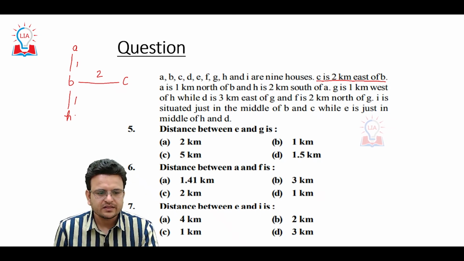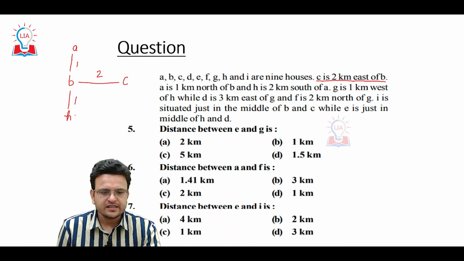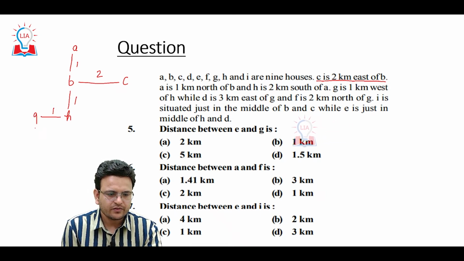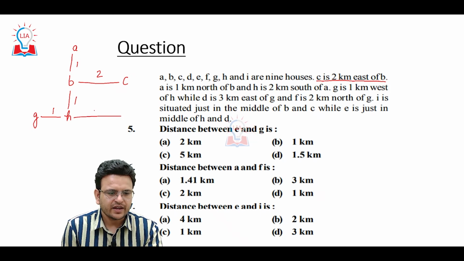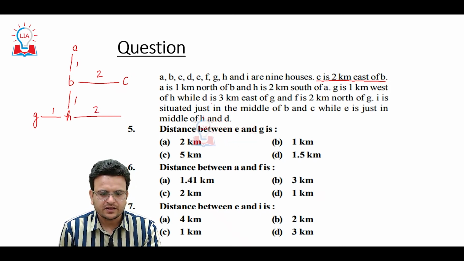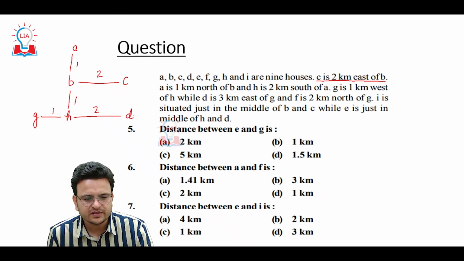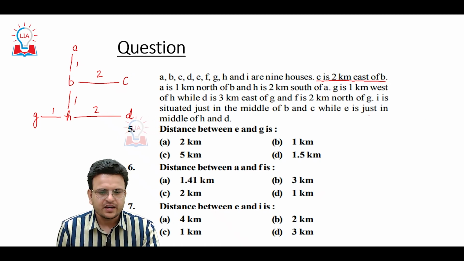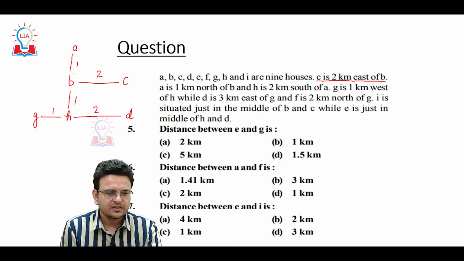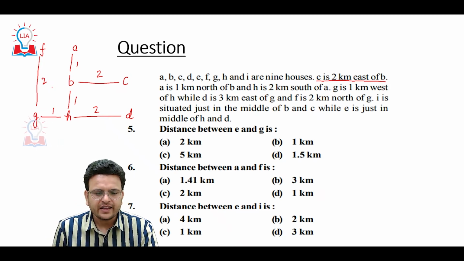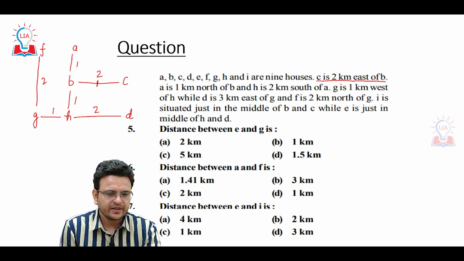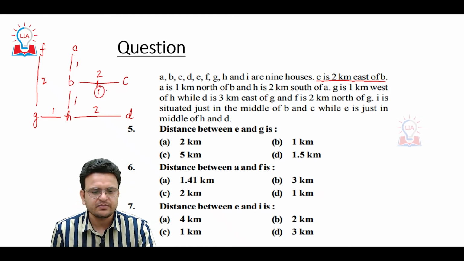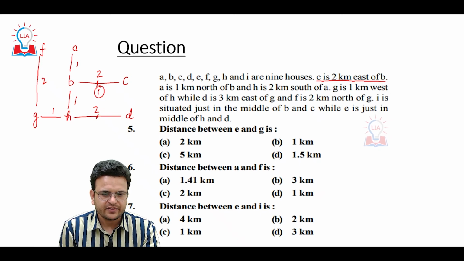G is 1 kilometer west of H, while D is 3 kilometer east of G. F is 2 kilometer north of G. I is situated just in the middle of B and C. So here we have I, between B and C, while E is just in the middle of H and D. So here we have E.